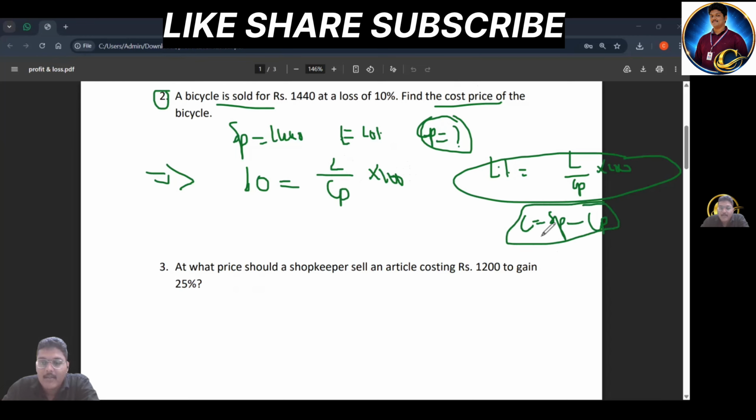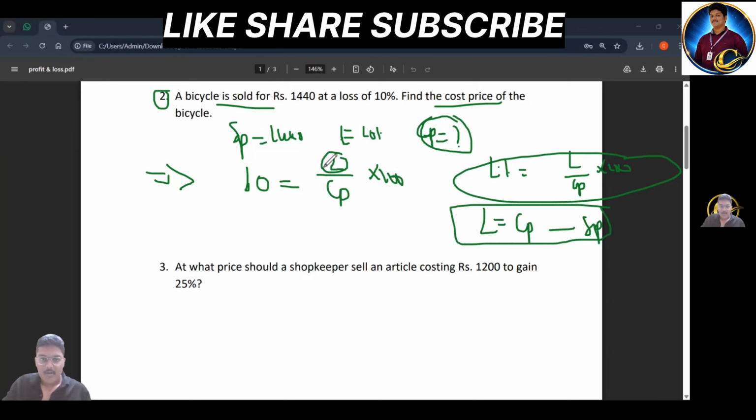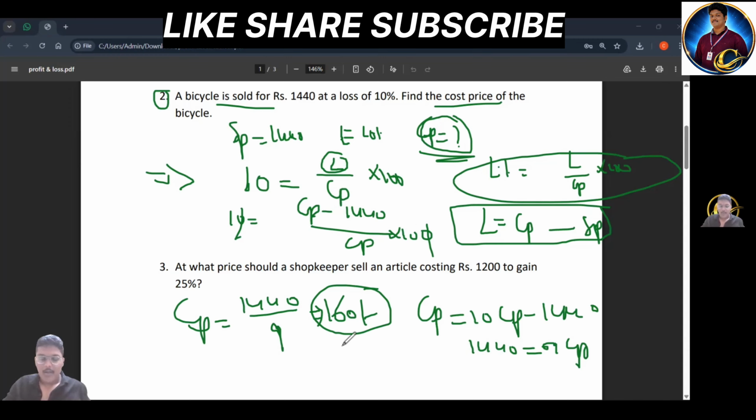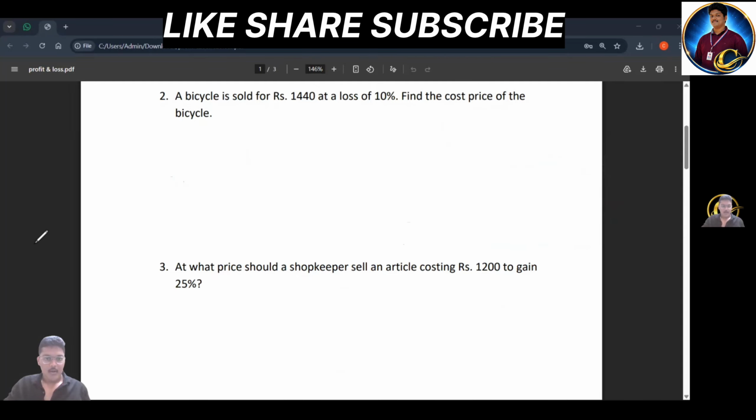We know that loss is equal to CP minus SP. So we will replace the loss. That is, 10 is equal to CP minus SP, which is 1440, by CP. We don't know CP, that is only what is required to find. Upon calculation, the CP is equal to 160 rupees. Okay. So that was the second question. Now going to the third question.